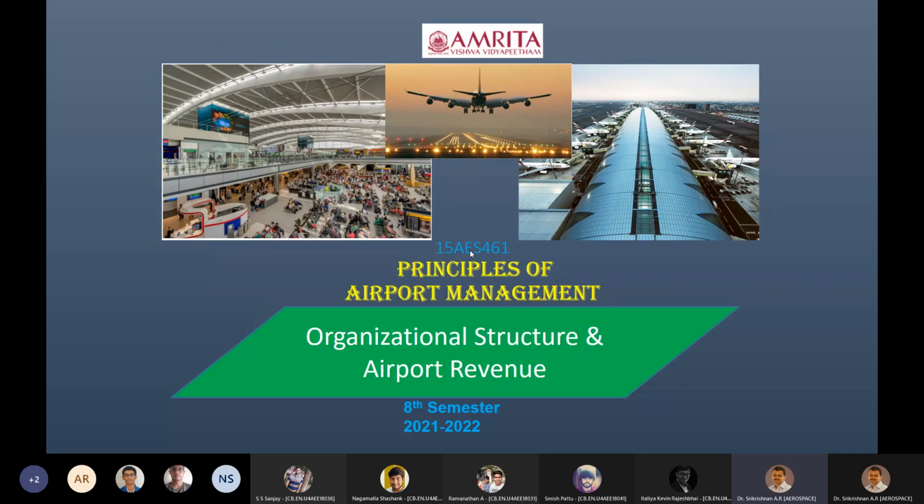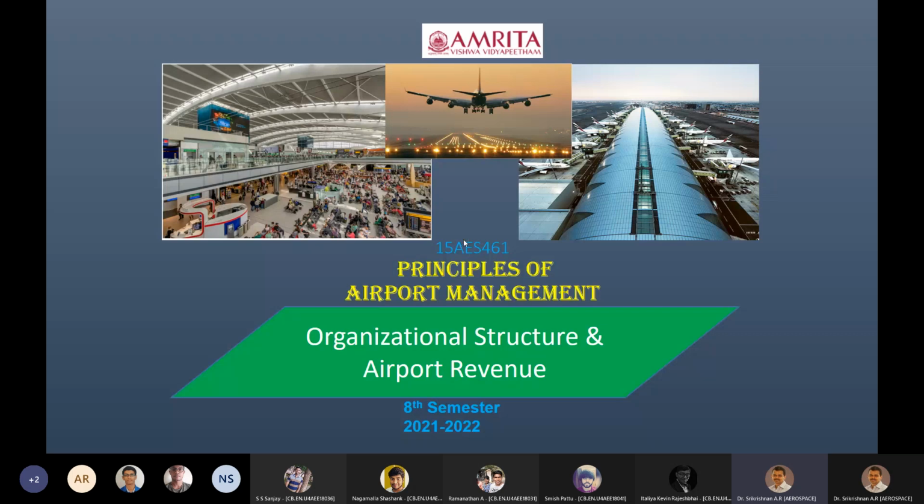So, this class will discuss, actually probably this and the next, primarily the organizational structure of airports as well as airlines, and also airport revenue, that is the sources of income of an airport, how they are categorized and how they are linked with the operations of the airlines and the movement of the passengers. So these are the two topics that we'll be considering in the ongoing sessions.